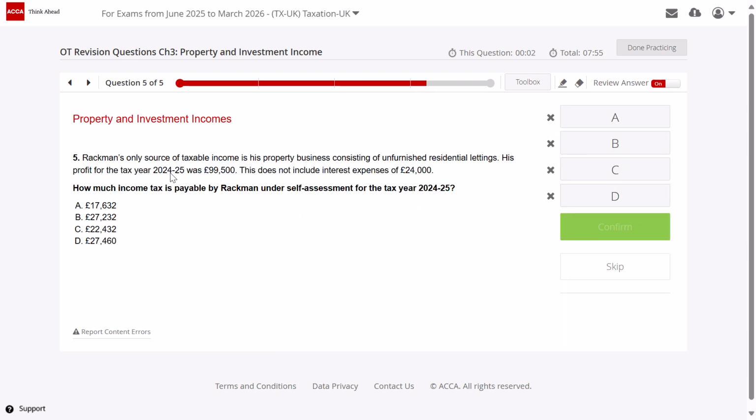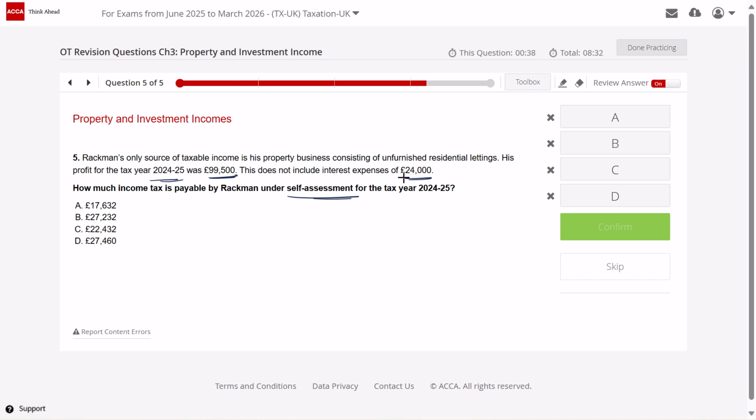Okay, question 5. Rackman's only source of taxable income is his property business consisting of unfurnished residential lettings. His profit for the tax year 24-25 was 99,500. This does not include interest expenses of 24,000. How much income tax is payable by Rackman under self-assessment for the tax year 24-25? His only source of taxable income is the property business consisting of unfurnished residential lettings. His profit for the year is 99,500. This does not include interest expense.